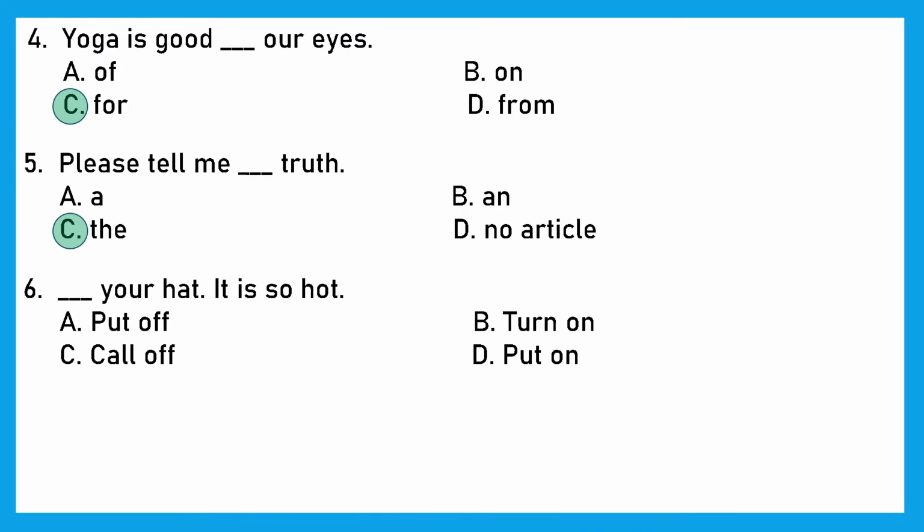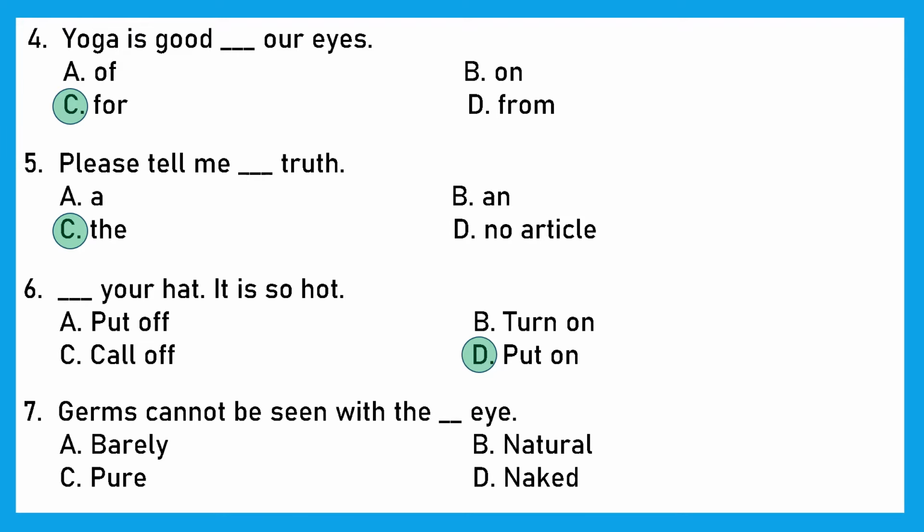Question 6. Dash your hat. It is so hot. So when it is hot, do we put off our hat or do we put on to protect ourselves from the sun? The right answer should be option D. Put on your hat. It is so hot. Question 7. Germs cannot be seen with the dash eye. Is it barely, natural, pure or naked? The right answer is option D. Germs cannot be seen with the naked eye. It can be seen under a microscope.